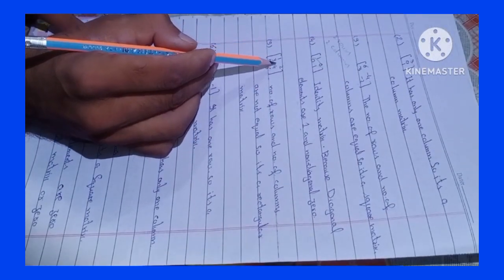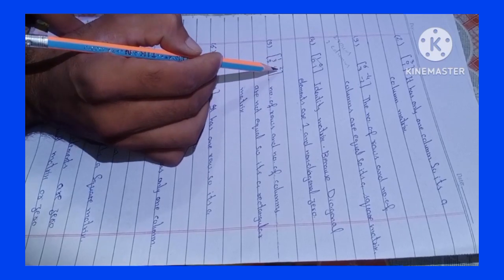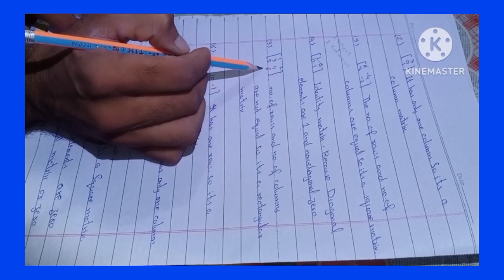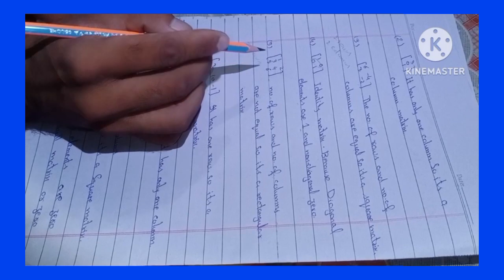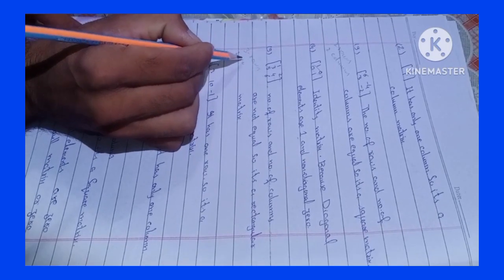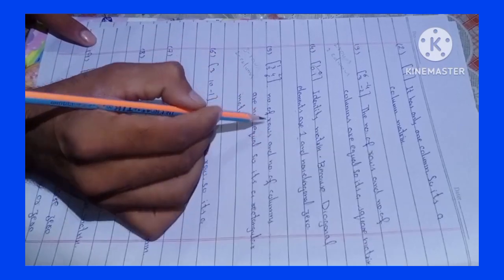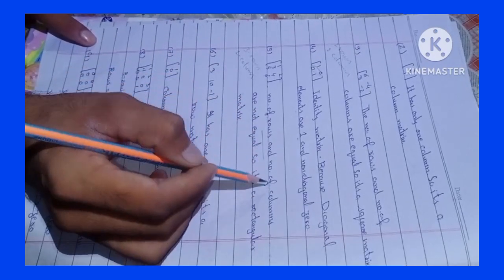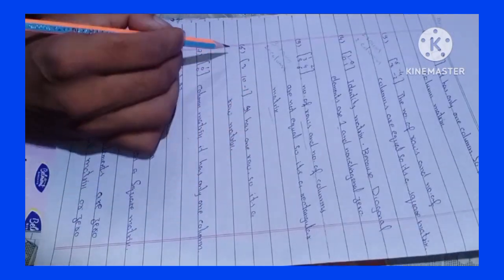Fifth is 1, 2, 3, 4, 5, 6. These entries are 1, 2, 3. It's three rows and two columns. Its number of rows and number of columns are not equal, so it's a rectangular matrix.